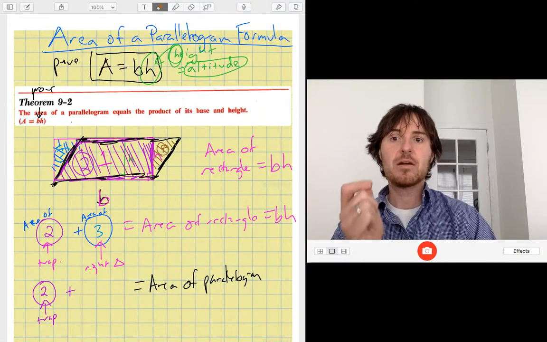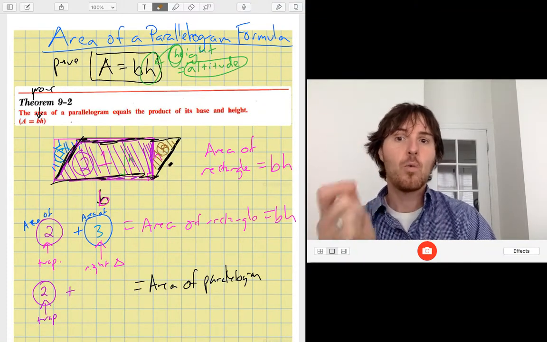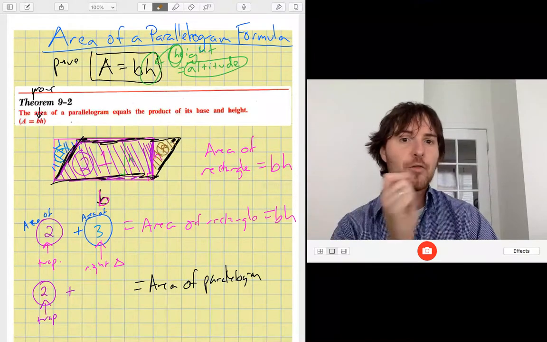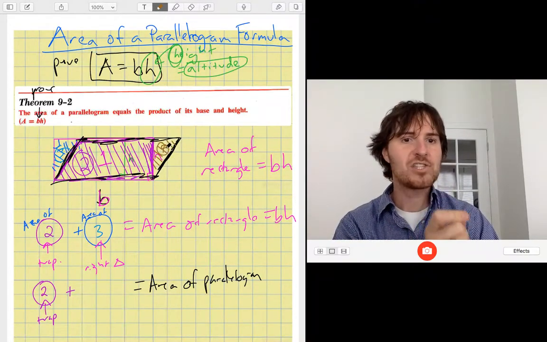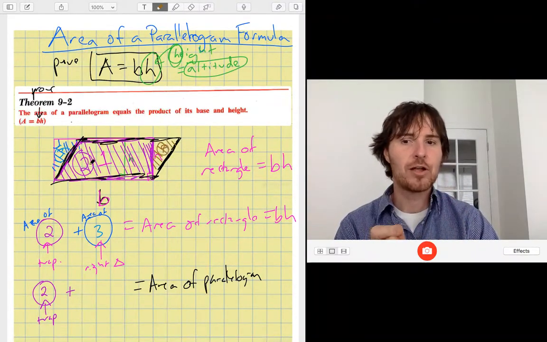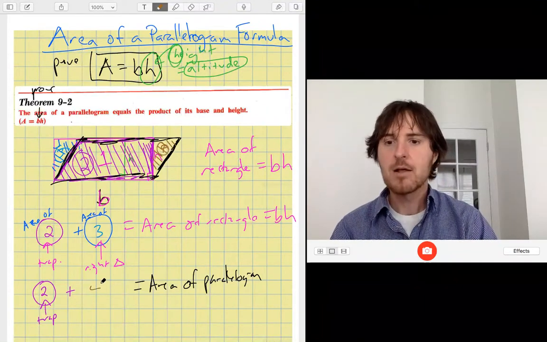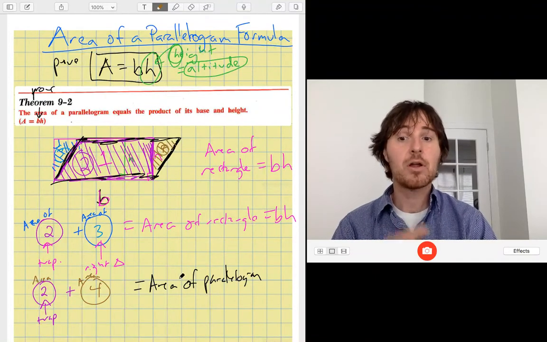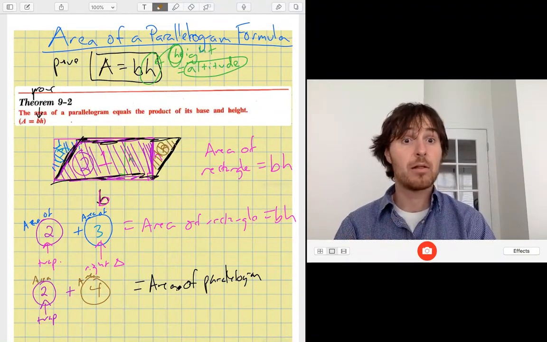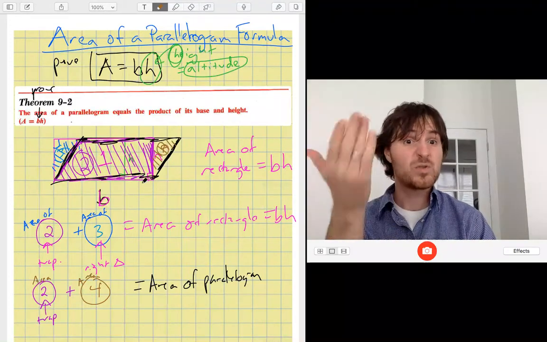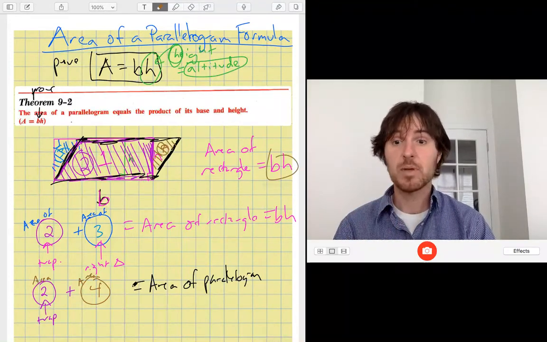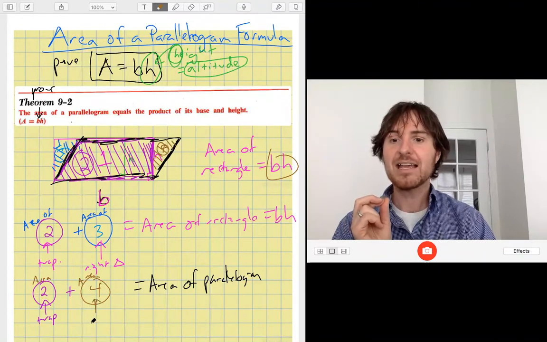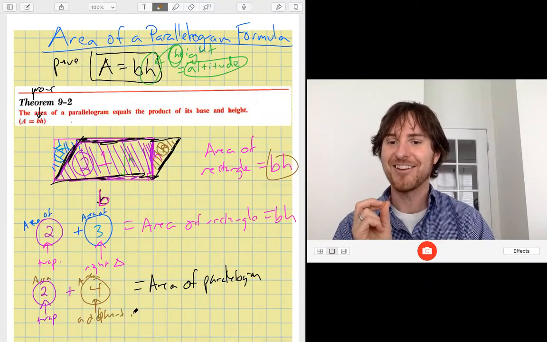So the parallelogram here is this purple trapezoid with this little triangle on the right side. Wait a second, what's the relationship between that triangle and that triangle over there? Think about that for a second. So 2 plus 4: area of 4, area of 2, add them together, that equals the area of the parallelogram. Area of 4 is a different right triangle, but what do we know about it?